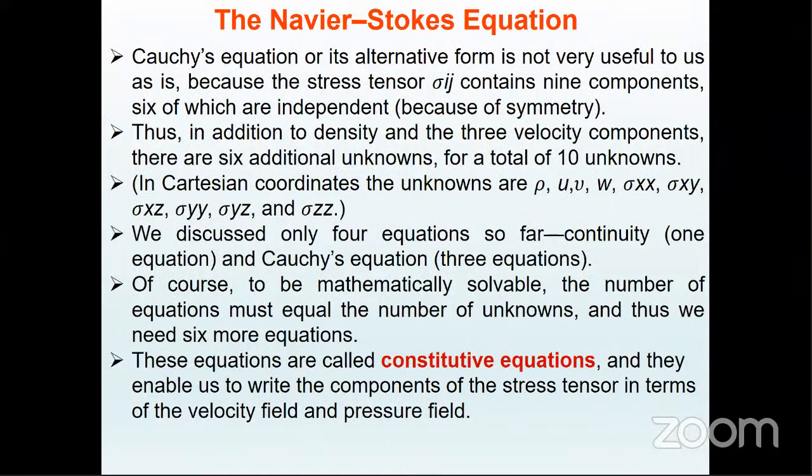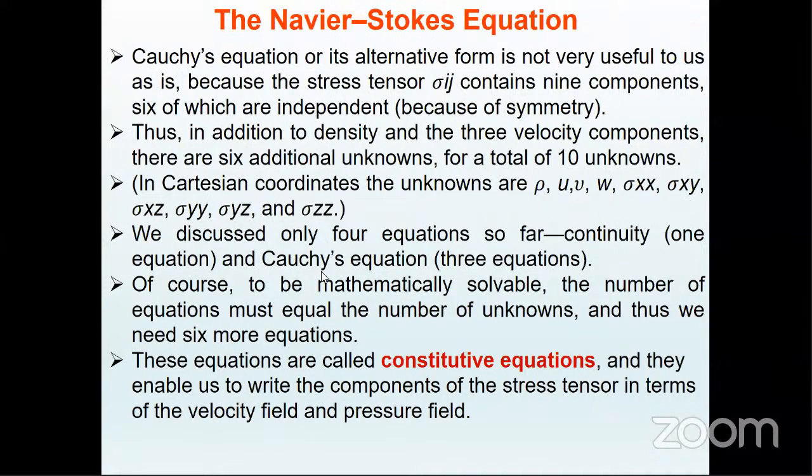There are 10 unknowns actually. We have to solve the equations to obtain the solutions for the 10 unknowns. The value of rho should be known, the value of u should be known, v, w, and then the stress tensor components along xx, xy, xz, yy, yz, and zz.